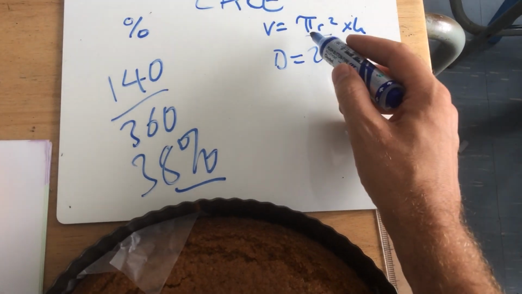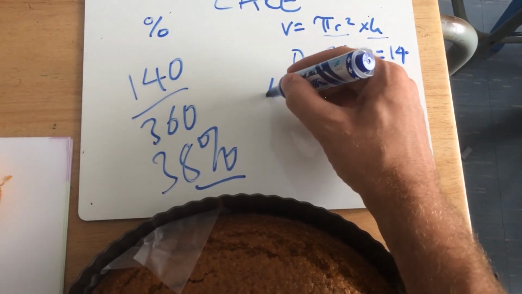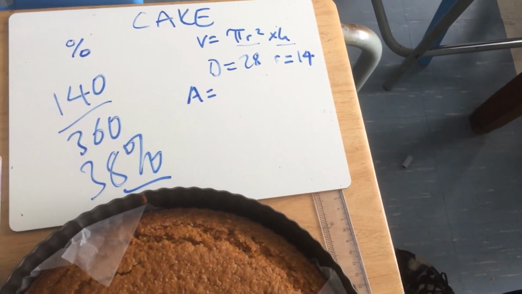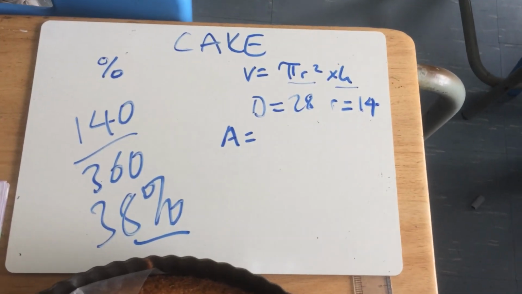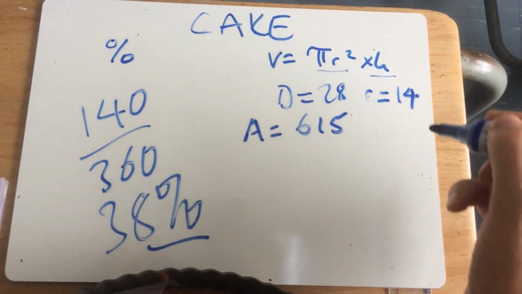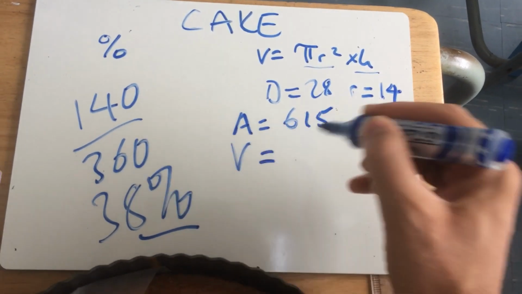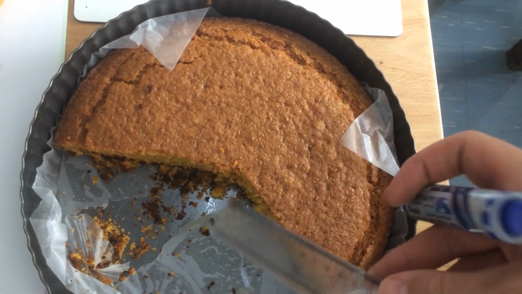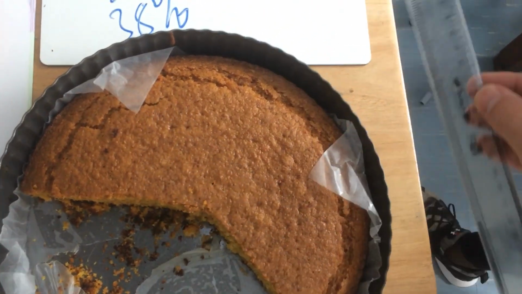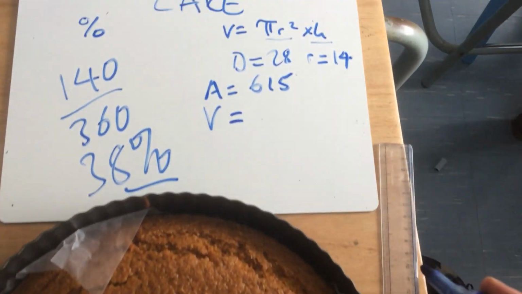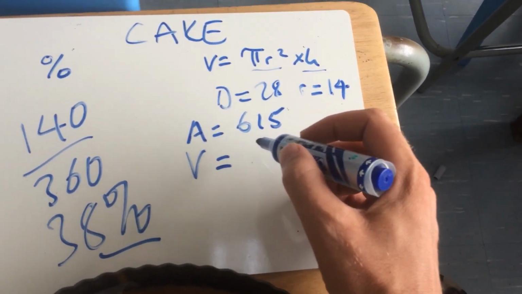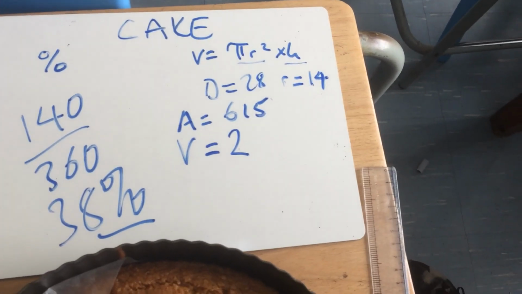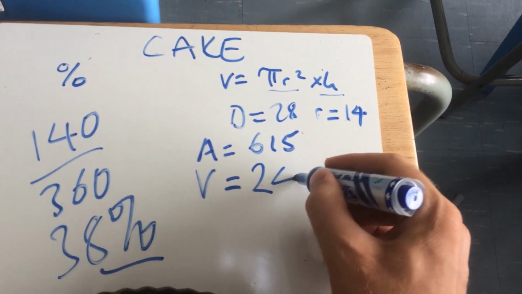So that means pi times 14 squared is 615.17. And then we're going to times that by the depth, which we've just measured with the ruler, of 4 centimeters. So we measure the diameter first and then the depth. So we can times that by 4 and we get 2,461.